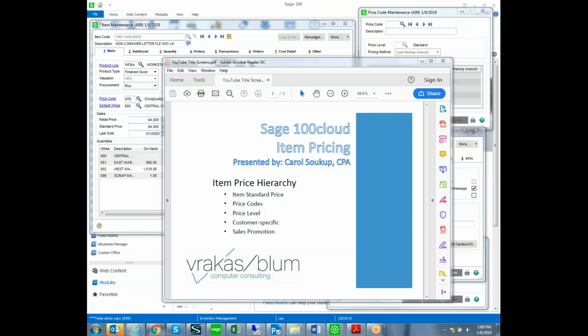Your item pricing is extremely important. You may use it to reward and retain good customers, maximize profits, or speed up item turnover. The item pricing in Sage 100 can be very simple or very powerful. You may not be aware of the deep flexibility and layers of tools to make maintenance easier. This is what's called the item price hierarchy, and that's what we're going to talk about today.